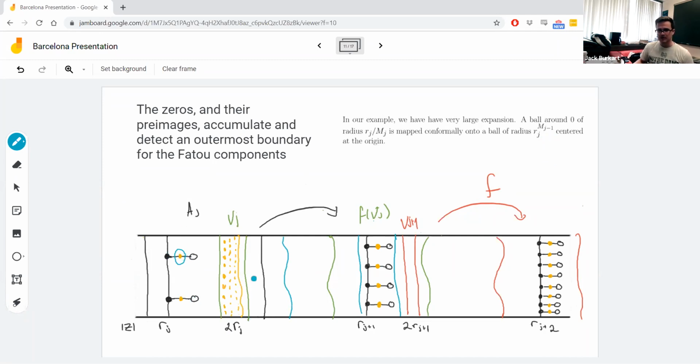The main takeaway that we have here is that these points in the Julia set are accumulating to some boundary curve in the Julia set, and we're going to see another picture of this boundary curve around a 0 of our function.